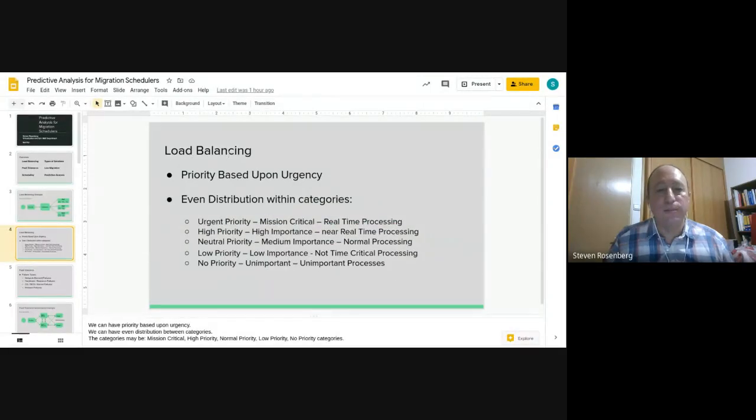So load balancing, we have priority based upon urgency. Even distribution within categories. We can have urgent priority, high priority, neutral priority, low priority, and no priority. And as a simple solution, we can consider when urgent priority or high priority processes need more resources, you can actually bring down the low priority and no priority processes accordingly. And that would give those processes more resources.